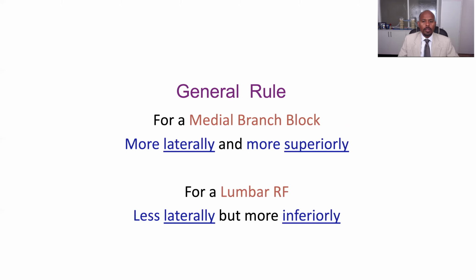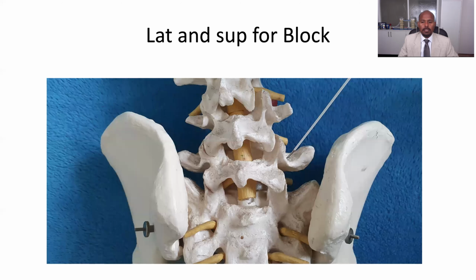General rules: for a medial branch block, you want to be more lateral and more superior, whereas for a lumbar RF, you want to be less lateral and more inferior. So what does this mean? This is what it means. If you are more lateral as your starting point, you can get into the medial branch block, which runs in this groove between the superior articular process and the transverse process.